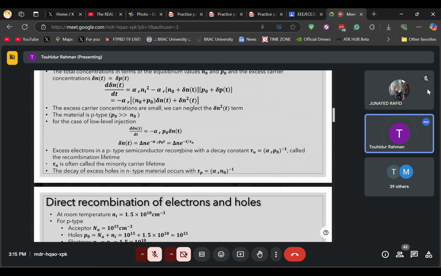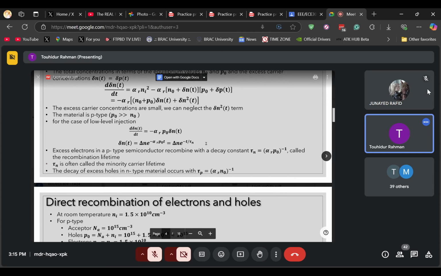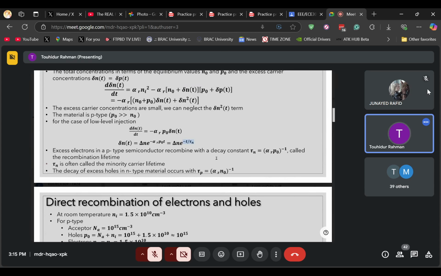So in order to make this equation short, we can say tau n is equal to 1 by alpha r p0. Now this tau n is called the carrier lifetime of electron, or another term is decay constant.